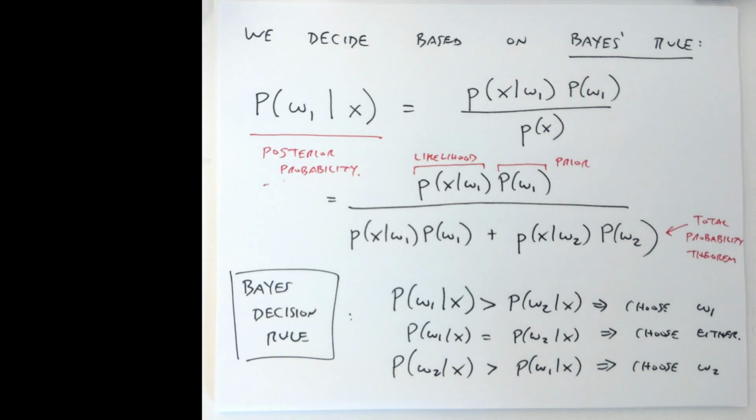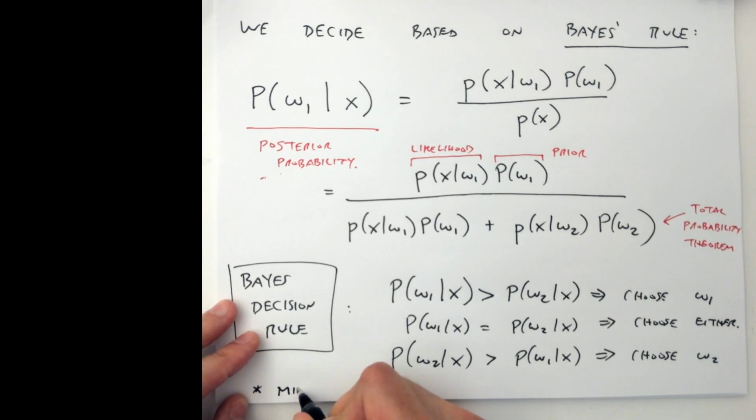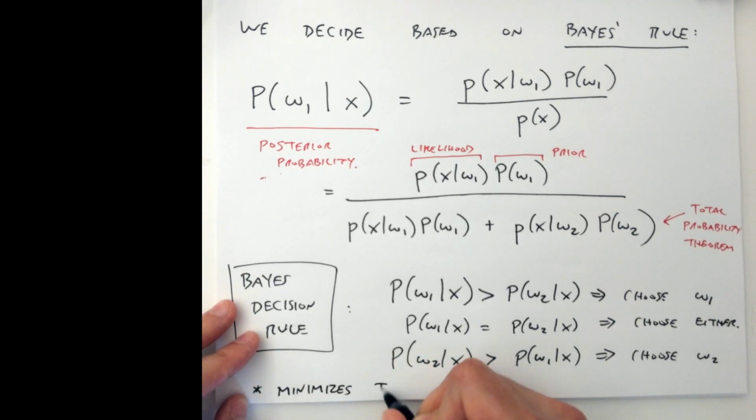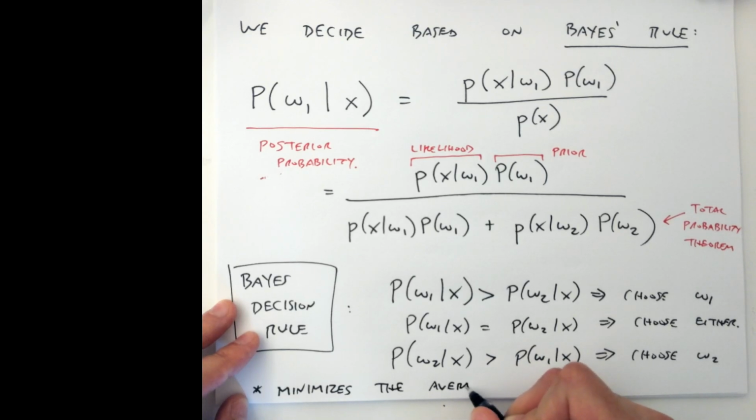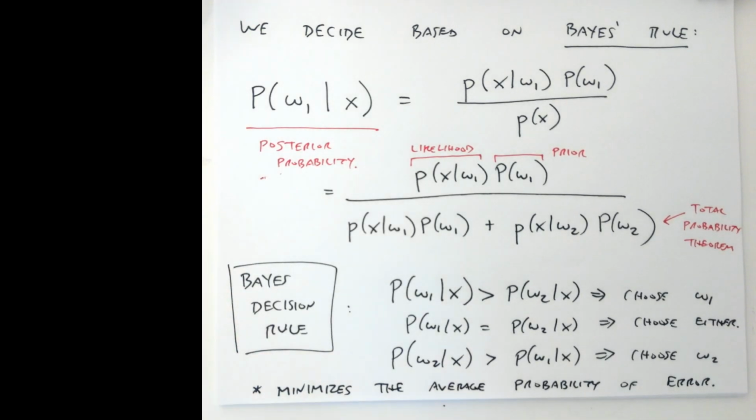And so we can show that the good thing about Bayes' rule is it minimizes the overall probability of making a mistake, okay? So the key thing here is this minimizes the average probability of error. So really what I'm doing in Bayes' rule is comparing the posterior probabilities of the two classes and choosing whichever one is bigger, right?